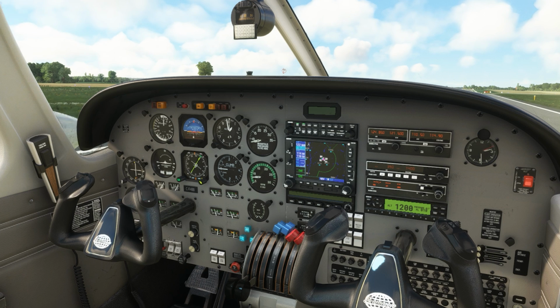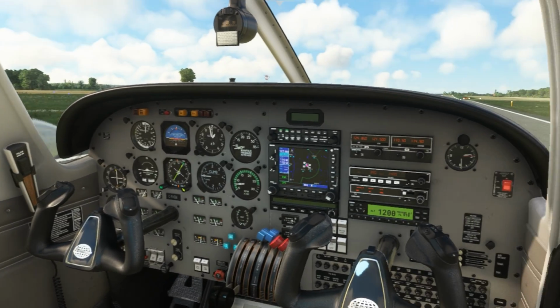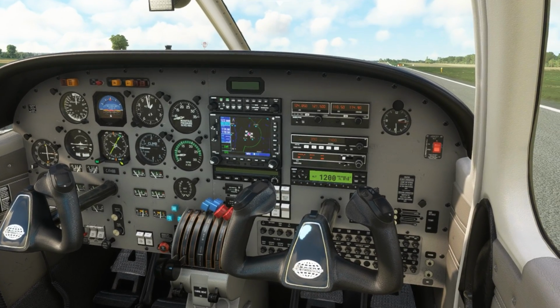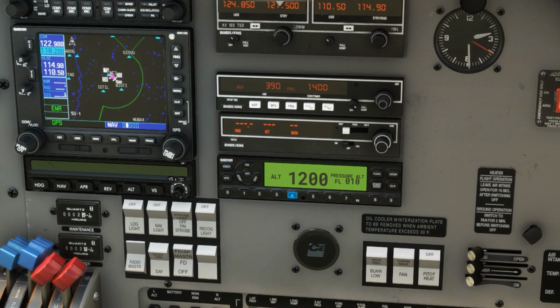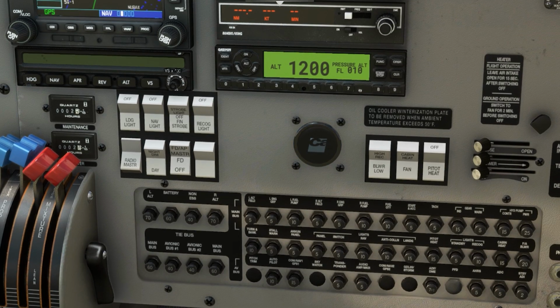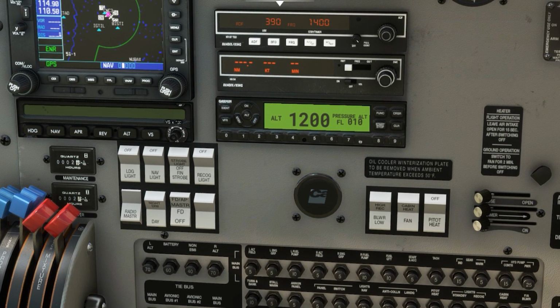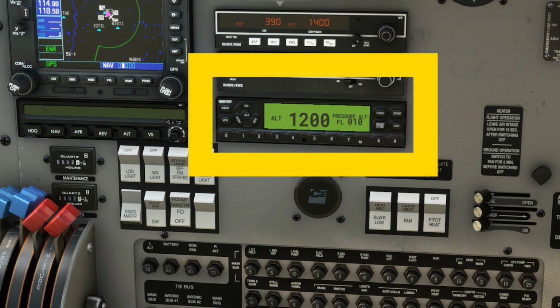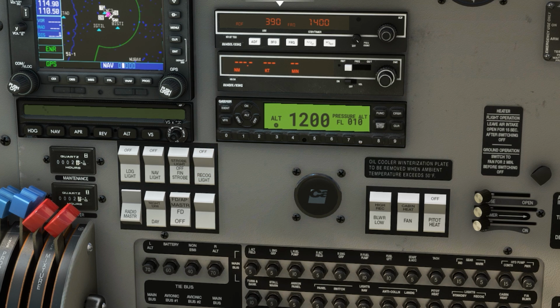So what the transponder is, today we're in a Seminole, but we're going to be focusing on this little guy here. Let me get rid of this. This guy here with the big 1200. This is the transponder. What they generally look like these days anyways. They used to have the old mechanical wheel, but now they're all digital like this mostly.